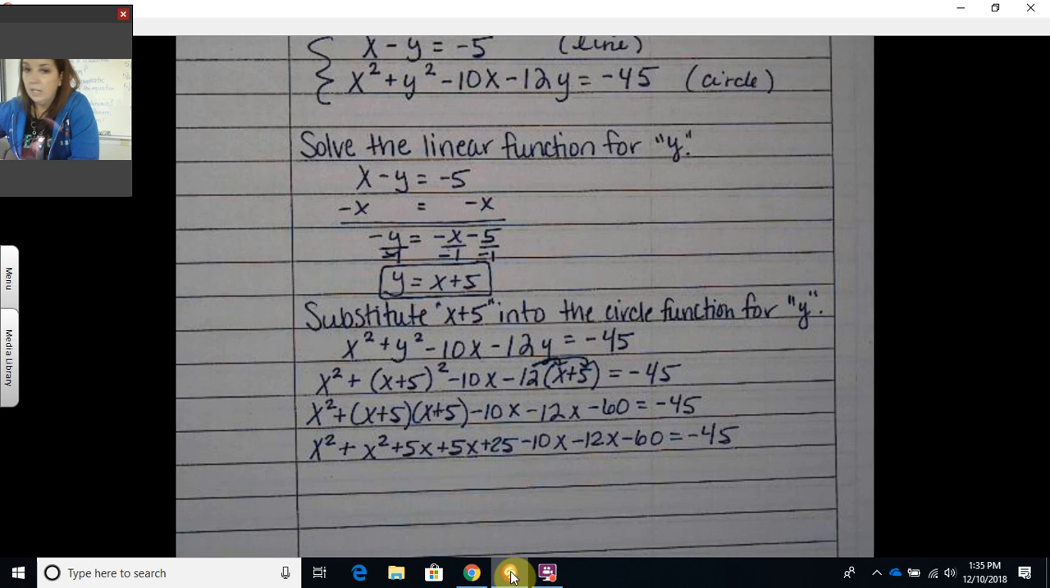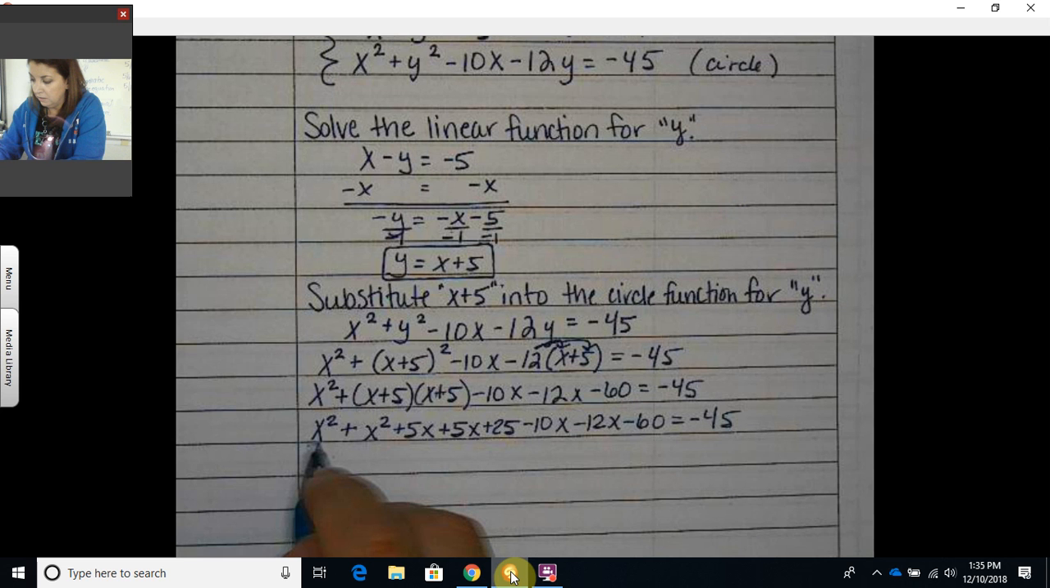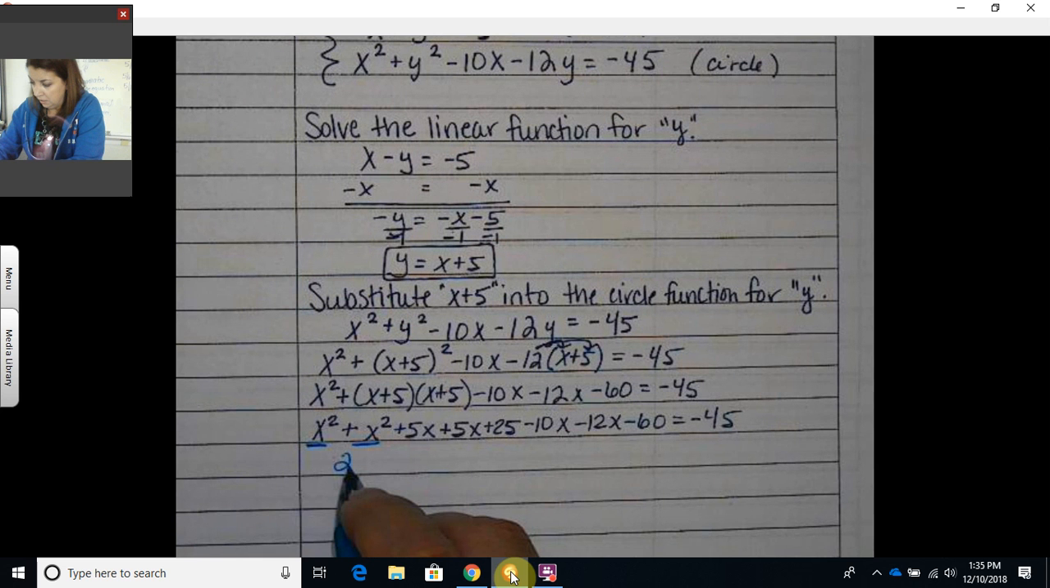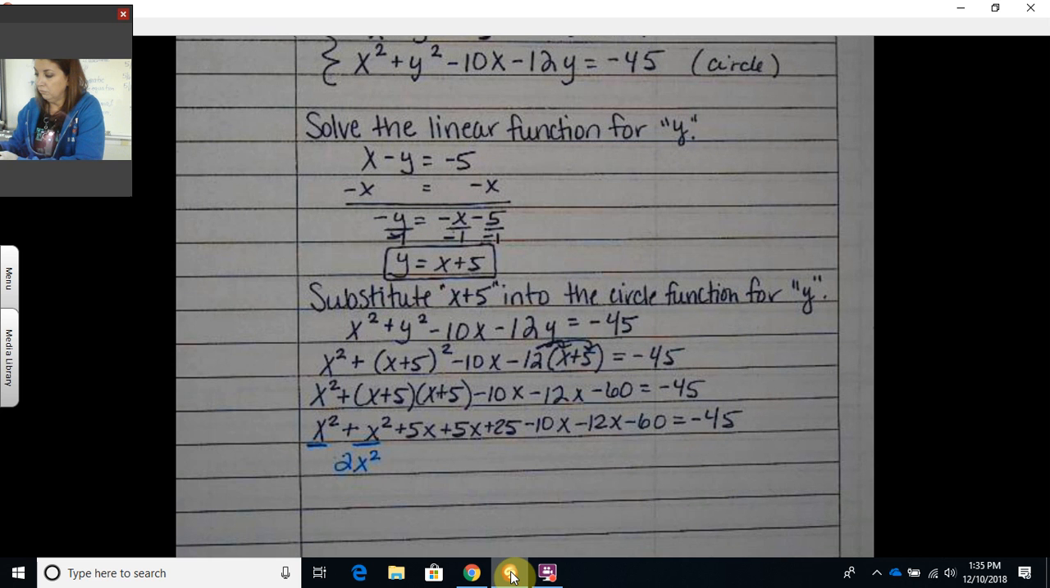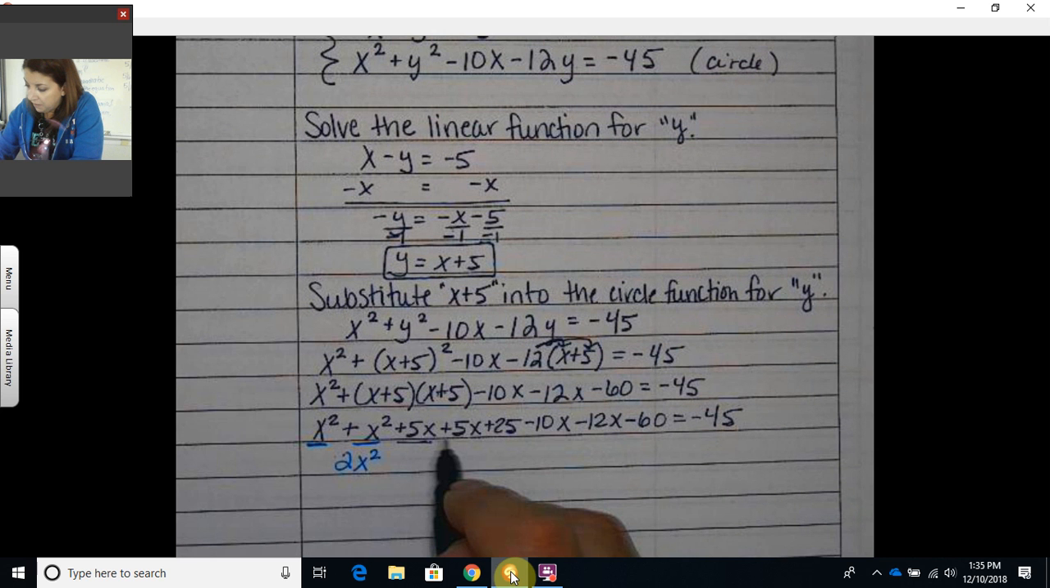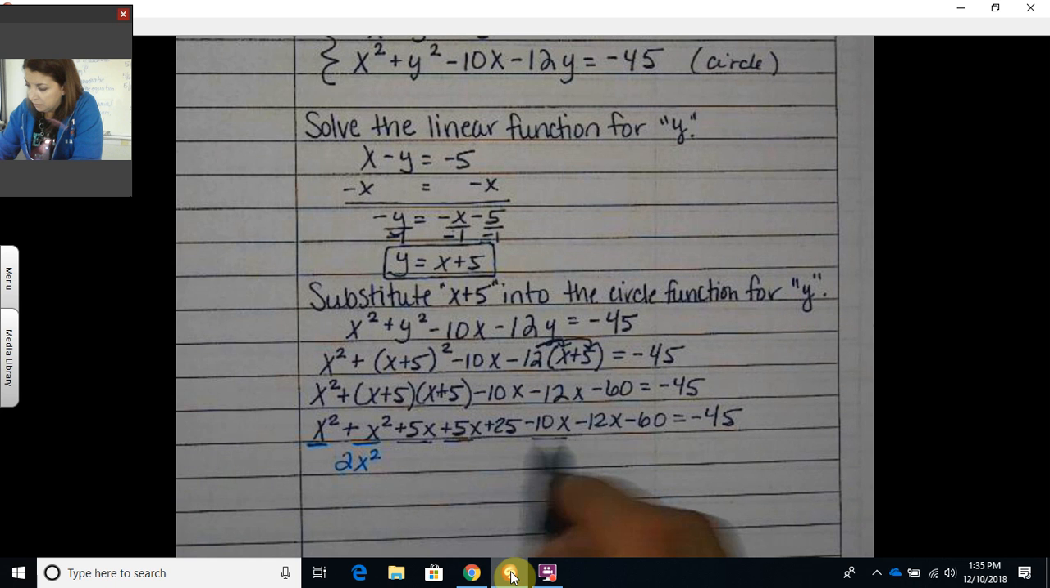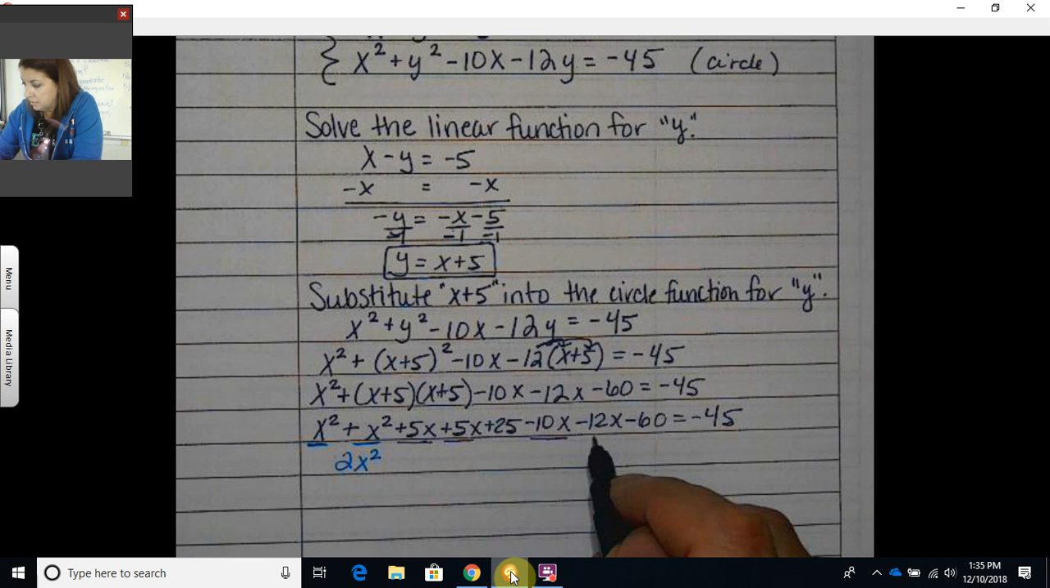Now I can combine like terms, okay? So your squared terms, be careful. What is x squared plus x squared? 2x squared. A lot of people say x to the 4th. That's x squared times x squared. All right, let's combine our linear terms. 5x plus 5x make 10x. 10x minus 10x make 0x. 0 minus 12x is negative 12x.